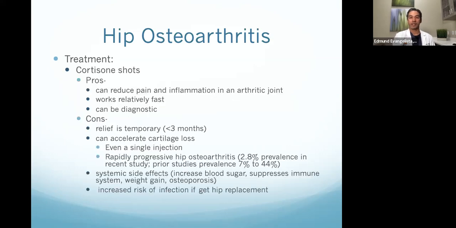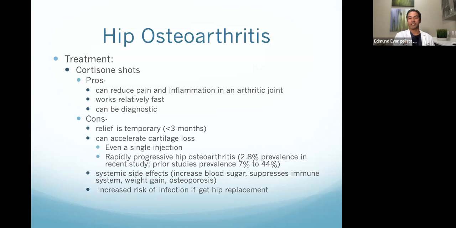Then we have the injection therapies for the hip. Cortisone injections have been a mainstay of treatment for hip arthritis for many years. The pros are that it can reduce pain and inflammation in the arthritic joint. It works relatively fast, is easy to do in the office, and they can be diagnostic as well.